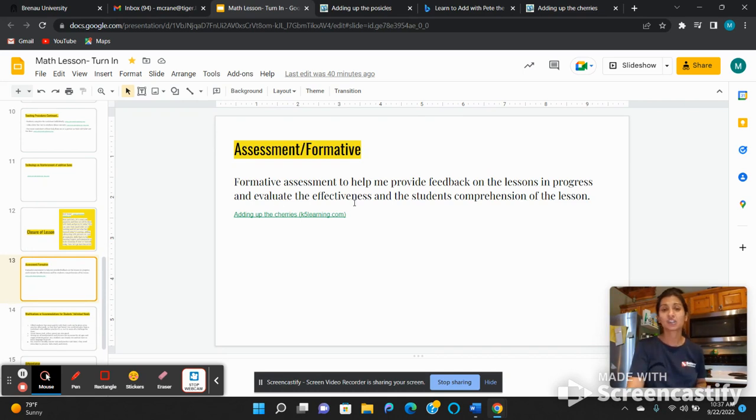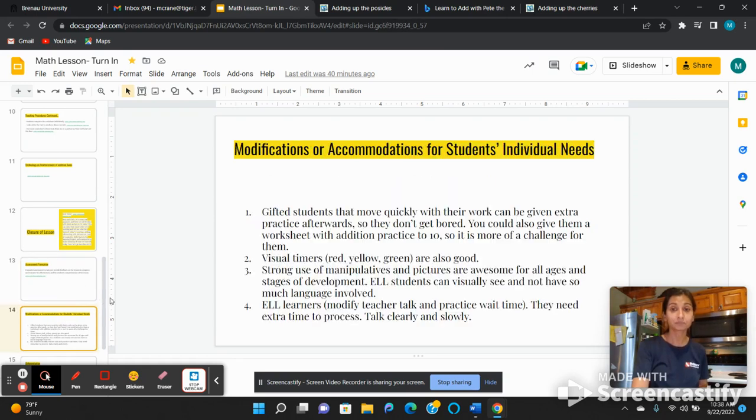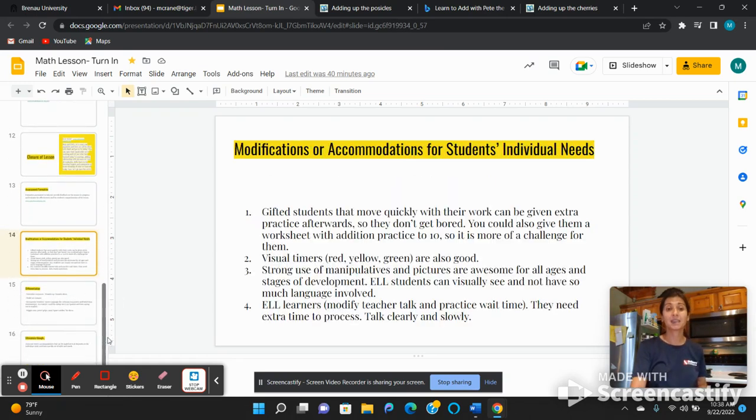This is the Cherries worksheet as a formative assessment to help provide feedback on the lesson that I just did and evaluate the effectiveness and the student's comprehension of the lesson. Many modifications can be made. Gifted students tend to work more quickly. They may need numbers to 10 or 12, so it's more of a challenge.